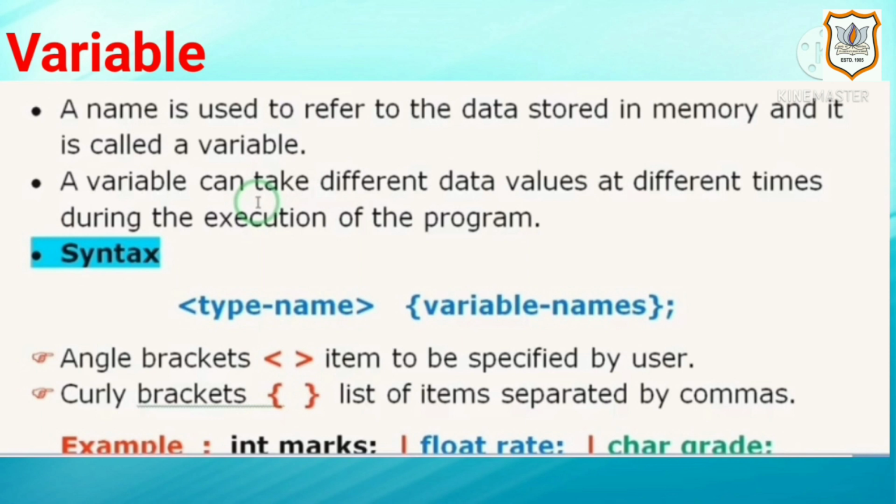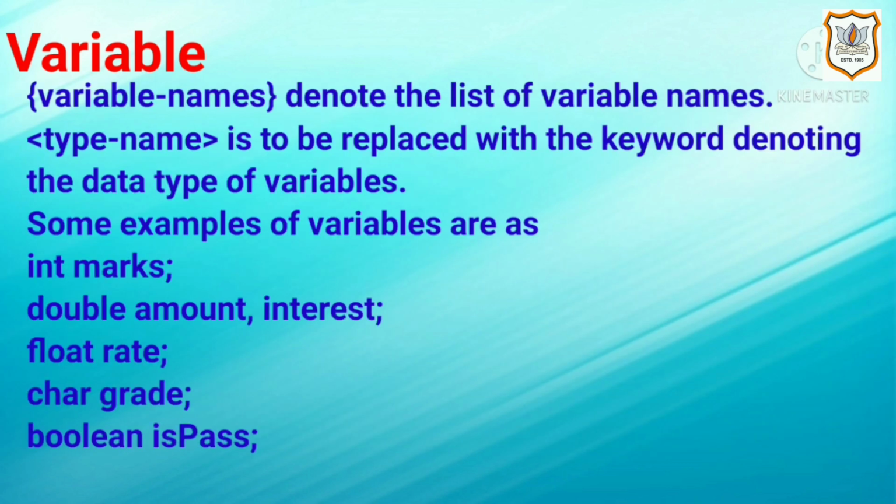A variable can be used in a Java program only if it has first been declared. One or more variables can be declared in Java using a declaration statement with the following syntax: in angle brackets type name, and in curly brackets variable names, semicolon. The conventions used in the syntax are as follows: angle brackets denote the item to be specified by the user, curly brackets denote the list of items separated by commas. Variable names denote the list of variable names. Type name is to be replaced with the keyword denoting the data type of the variable.